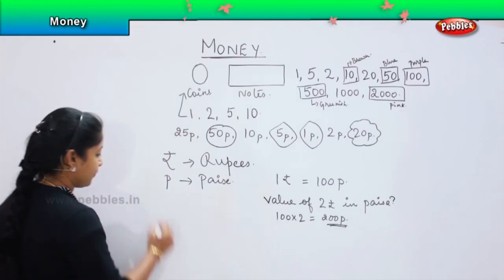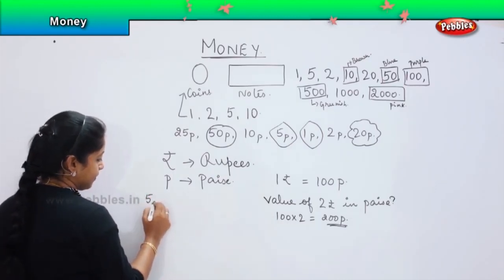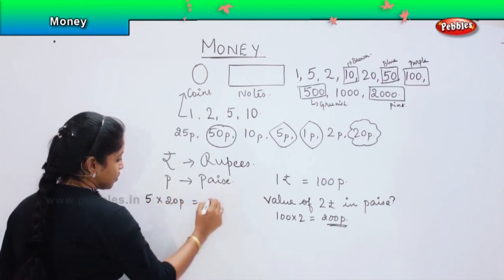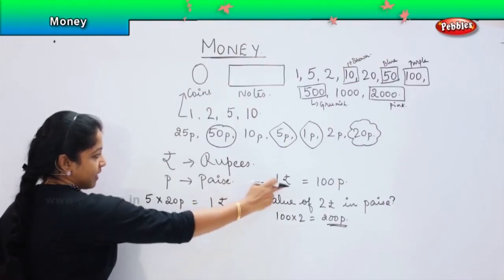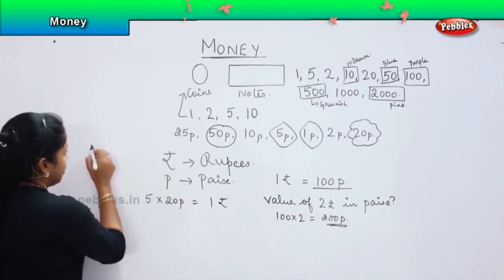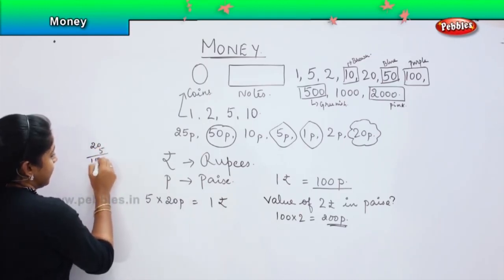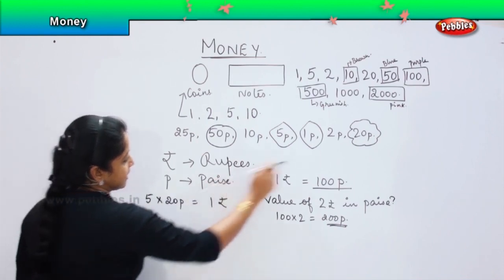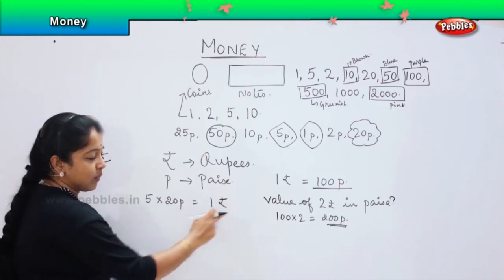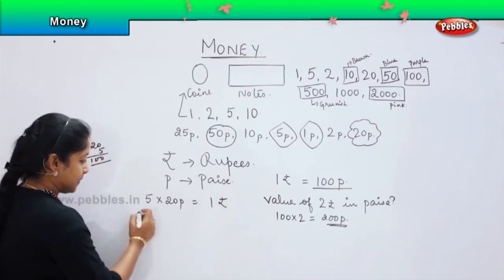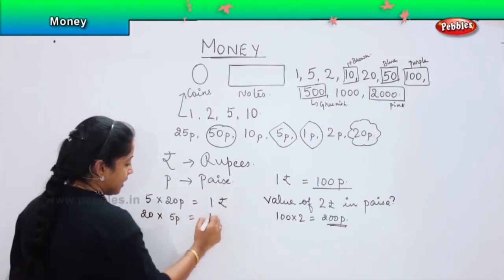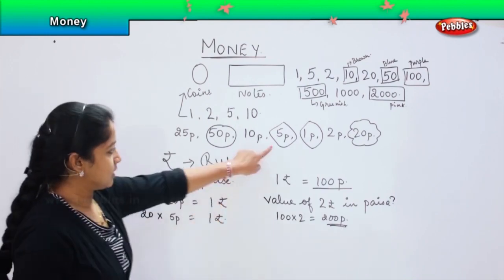Yes. Similarly, 5 into 20 paise makes 1 rupee. Why? Because we have just now learned that 100 paise makes 1 rupee. And we also know that 20 into 5 is 100. Right? So 20 paise, that is this one. So if I have 25 paise, it will be equal to 1 rupee. Similarly, 25 paise, then again it will be equivalent to 1 rupee, which is this one.